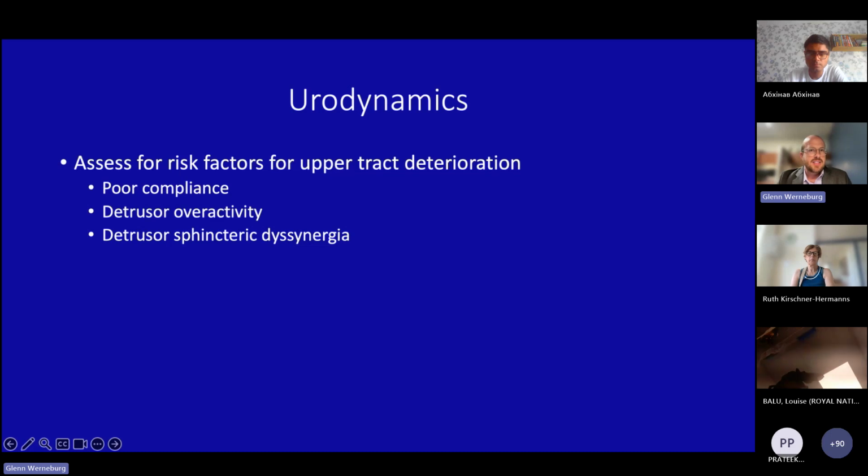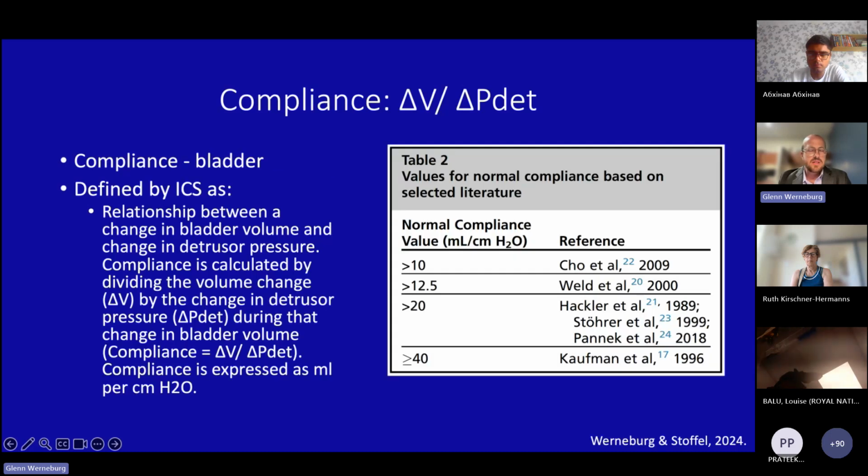Urodynamics, we assess for the risk factors of upper tract deterioration. Here are some of them: poor compliance, detrusor overactivity, and detrusor sphincteric dyssynergia. We'll go through these one by one. What's compliance? Well, I already mentioned poor compliance is a proxy or a risk factor for upper tract deterioration. How do you measure compliance?